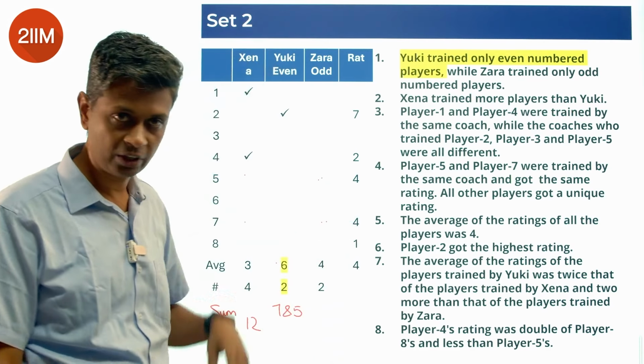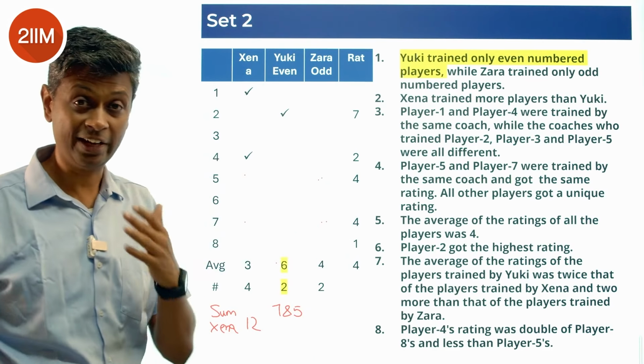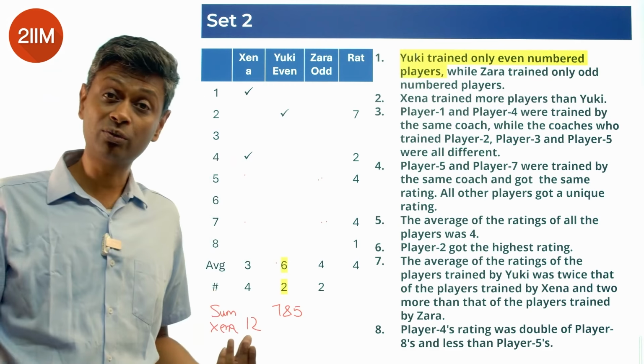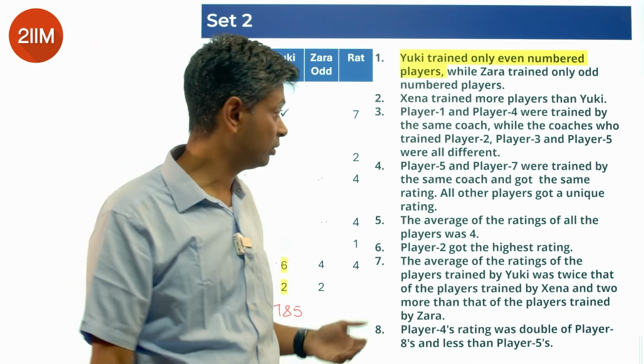They had been trained by Zena. 2 plus 4 is 10. The total should be 12. The other fourth number should be 2. That's not possible. We cannot have 2, 2, 4, 4.